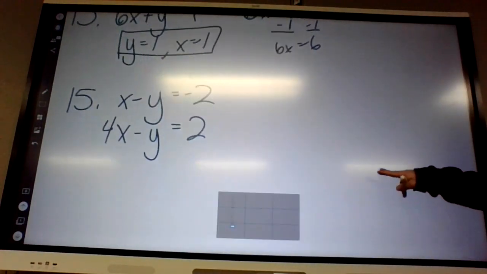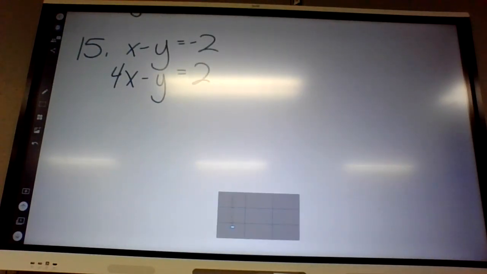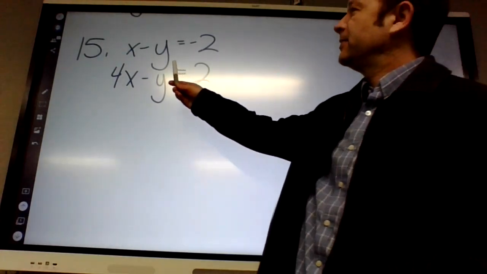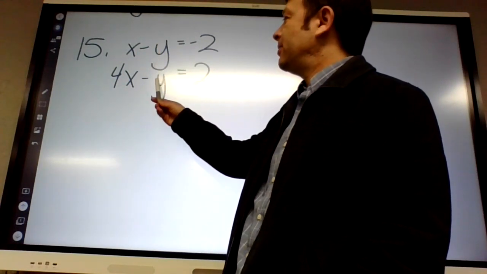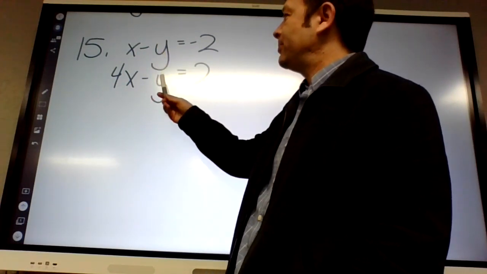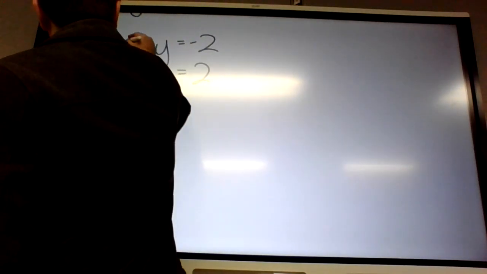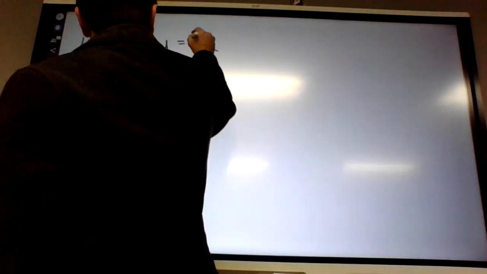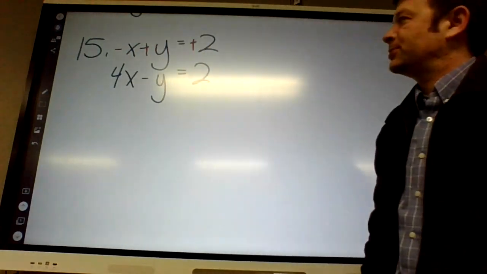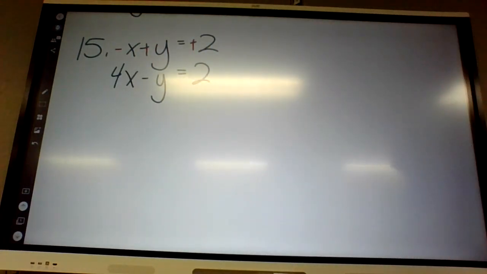Okay, what is the easiest way to solve 15? Substitution. Elimination. Elimination, because these are almost identical, the y's. If we multiply the top by -1 or something, or the bottom by -1, it's gone. Now the y's will cancel out.